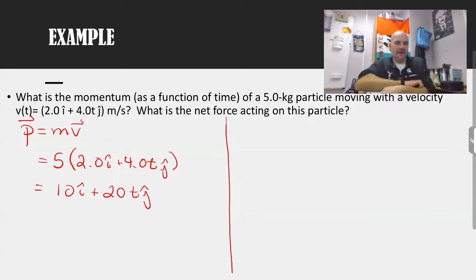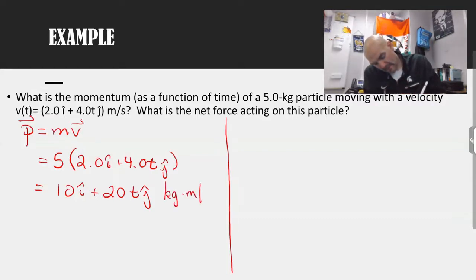So what that's saying is I'm being impacted in some way by a momentum that's equal to 10 kilograms times meters per second plus 20t kilograms times meters per second. Okay. So this right here is my momentum, right? So 10 i hat plus 20t j hat kilograms times meters per second.